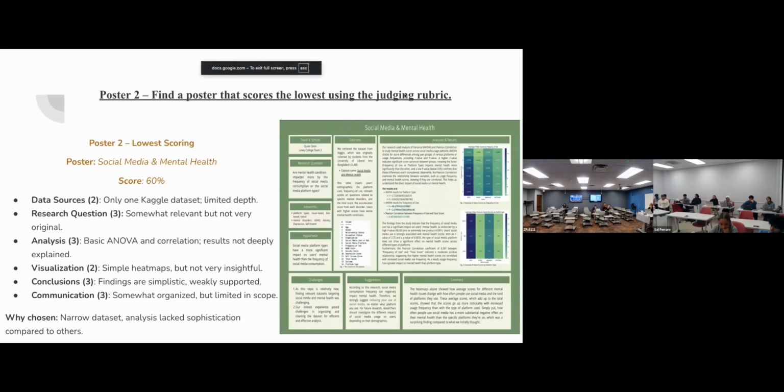You want to talk us through this? So we gave the score of 60% because it has only one data set from Kaggle, and the data set they have is very limited. Also, overall the visualization is simple for the heat maps. It wasn't very informative. And we basically calculated everything of each category for weighted percentage and then calculated as 100% at the end.